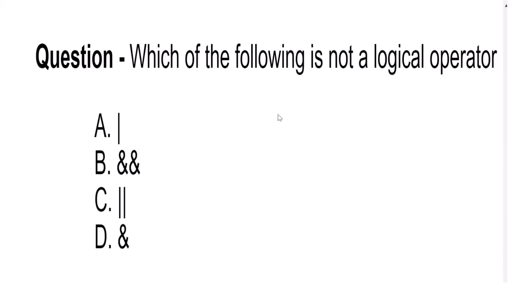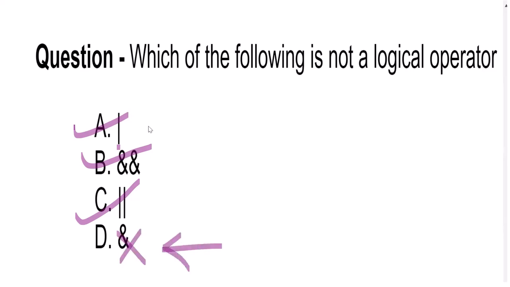So in this question, it is asked which of the following given operators is not a logical operator. Okay, so there is a mistake in this one. Here, this one is actually an exclamation mark. So what we have to tell is which of these is not a logical operator. This is logical not, this is logical and, this is logical or, but this one is bitwise and. So this is the one which is not a logical operator. So actually the correct answer would be this one.